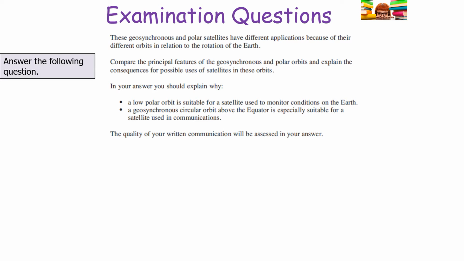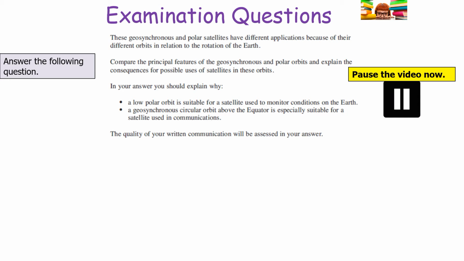Next question. These geosynchronous and polar satellites have different applications because of their different orbits in relation to the rotation of the Earth. Compare the principal features of the geosynchronous and polar orbits and explain the consequences for the possible uses of satellites in these orbits. In your answer, you should explain why a low polar orbit is suitable for a satellite used to monitor conditions on the Earth, and a geosynchronous circular orbit above the equator is especially suitable for a satellite used in communications. So pause your video now, then unpause the video when you want to go through your answer.